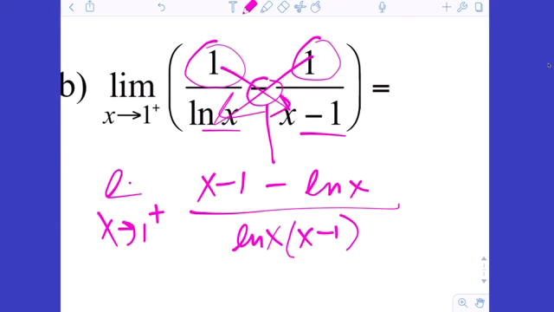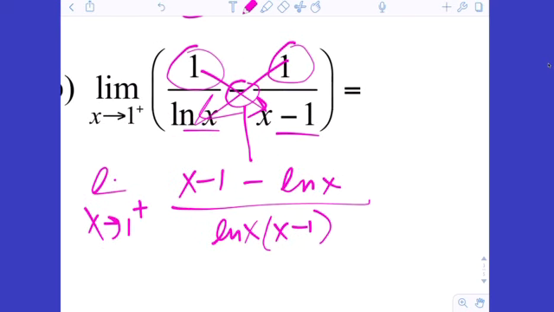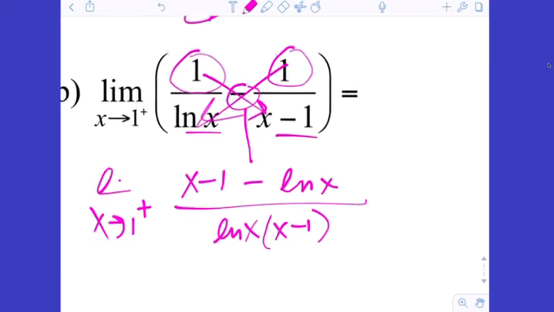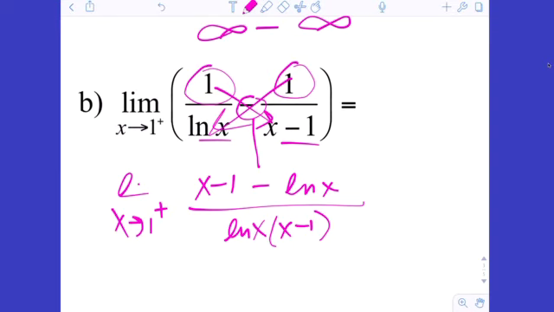So that's a quick, fast, easy way to do it. All right, so now that we've got it into a single fraction, let us try direct sub again. Maybe we fix the problem. 1 minus 1 is 0. 0 minus the natural log of 1 is 0. So we get 0. In the bottom, we get natural log of 1, which is 0, times 0. That's 0. All right, so we didn't get the answer yet, but we got 0 over 0.